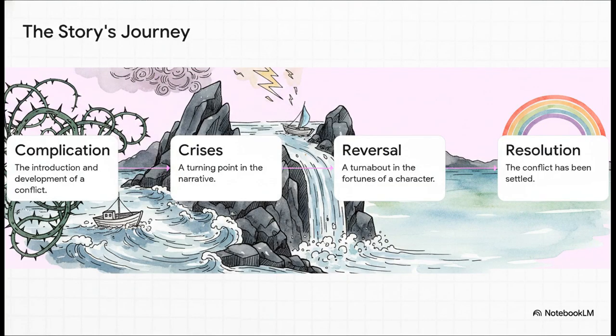So how does that conflict actually unfold? Well, it's a whole journey. First, you get the complication. This is where the problem pops up and things start to get, well, complicated. From there, it builds up to a crisis, that big, crucial turning point where you're on the edge of your seat. That crisis often causes a reversal, which is just a fancy way of saying a total flip in the character's luck. Could be for the better, could be for the worse. And finally, after all that, we get to the resolution where the main problem is finally dealt with, one way or another. That whole path, that's the story's journey.